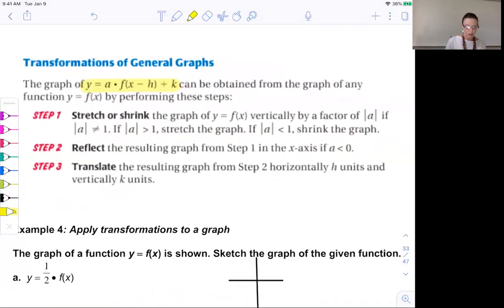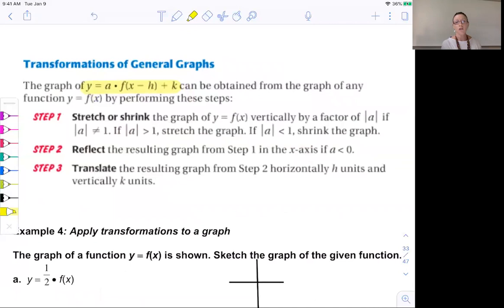So reading the directions, it says step 1, stretch or shrink the graph of y equals f of x vertically by a factor of a. If a is greater than 1, it's a vertical stretch. So that's the thing that you have to remember. We're talking about vertical. So if the number in front is bigger than 1, then it's a vertical stretch. If the number in front is less than 1, meaning 1/2, 3/2, 2/3, 5/6, a number less than 1, then we call it a vertical shrink. But you have to remember that we're talking about something vertically happening. So a vertical stretch versus a vertical shrink.